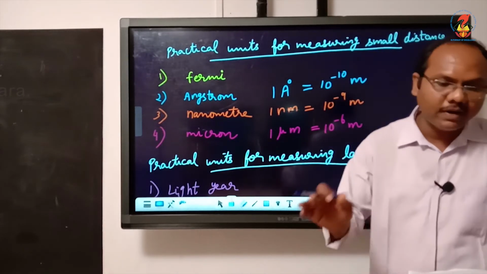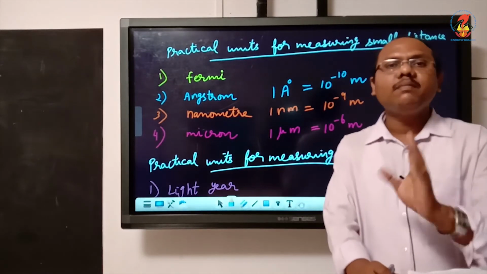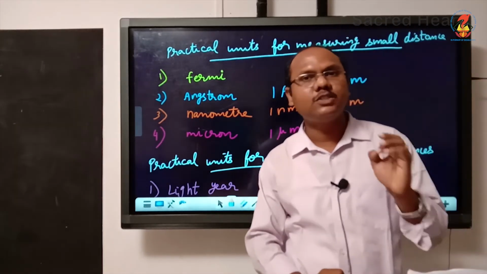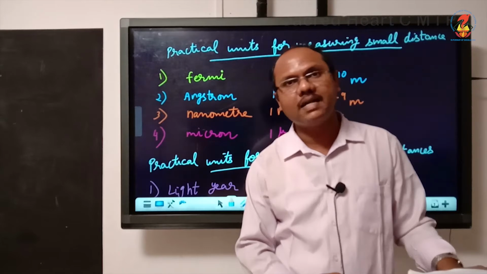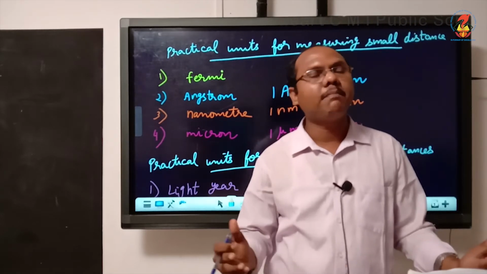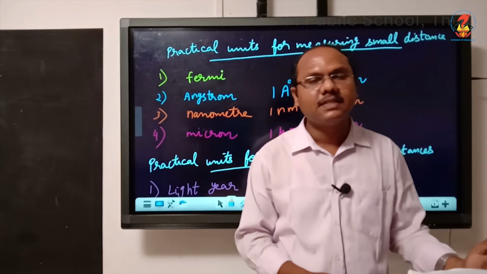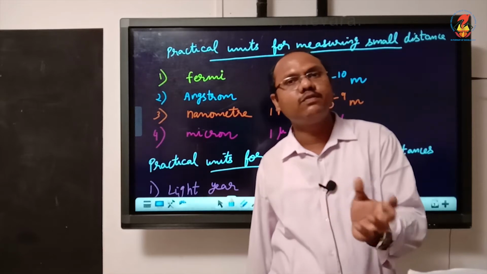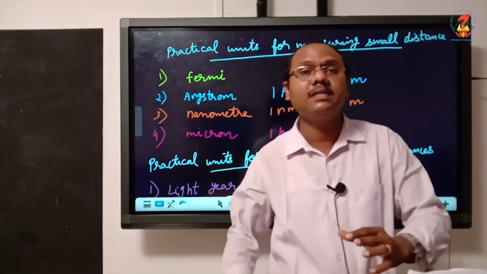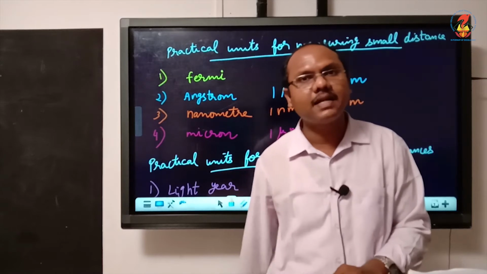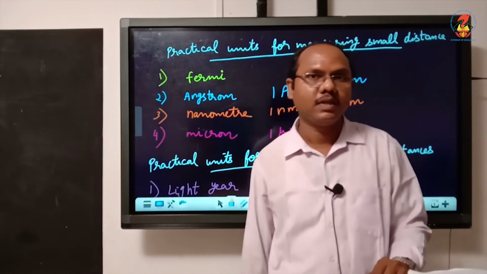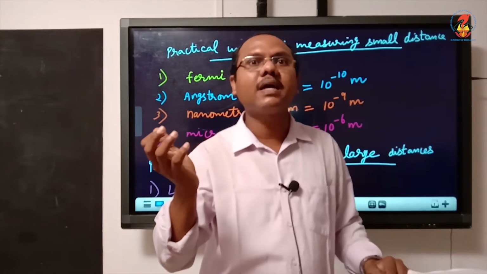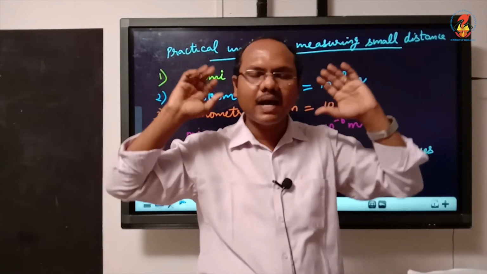Now the last one is Fermi. Fermi is used for measuring the nuclear size. Nuclear size is much lesser than the size of the atom. When we compare the atom and the nucleus, the size of the atom is about 10 raised to 5 times the size of the nucleus. That means the atom is 1 lakh times bigger than the nucleus. So if you consider the nucleus as a cricket ball, the atom can be considered as a cricket stadium. That much difference is there.